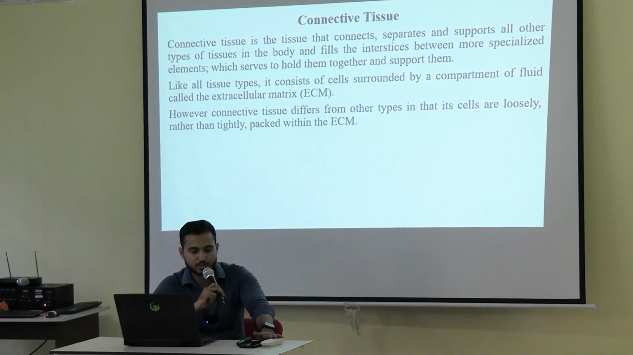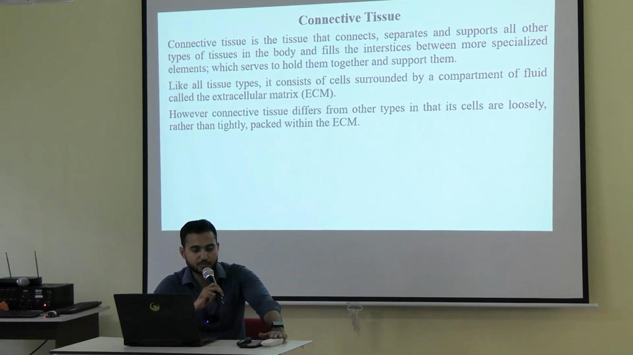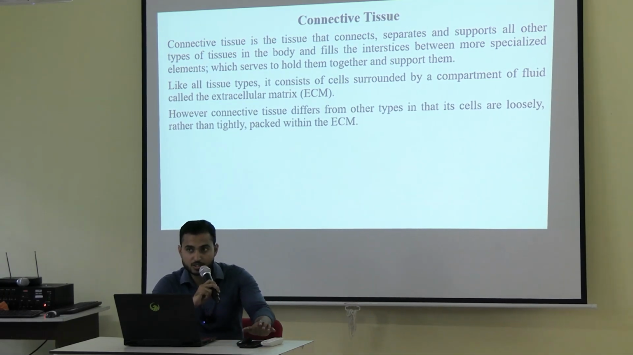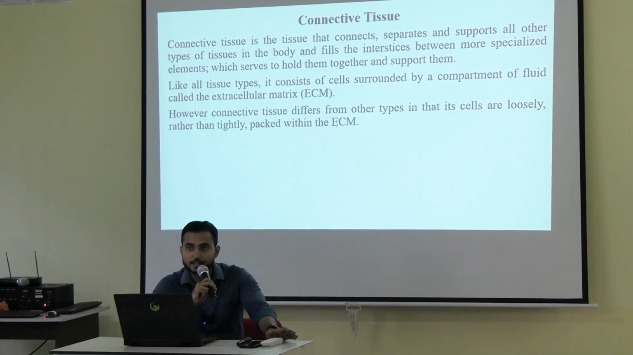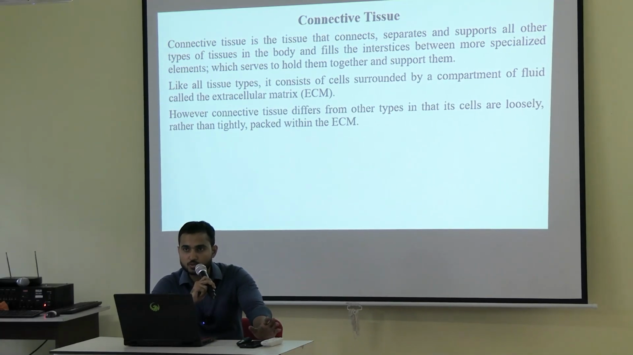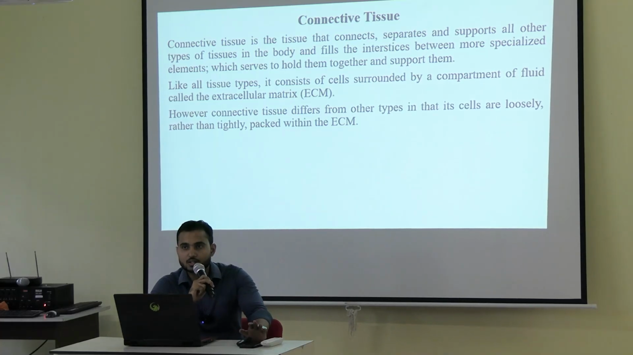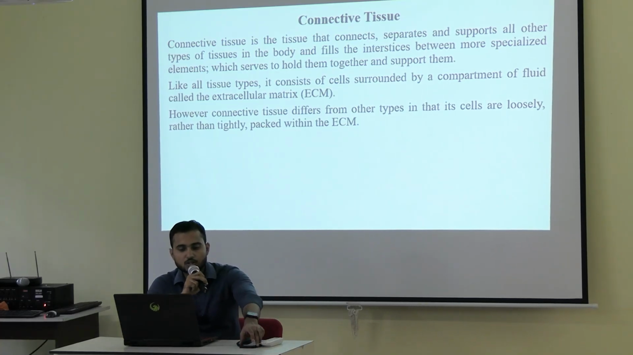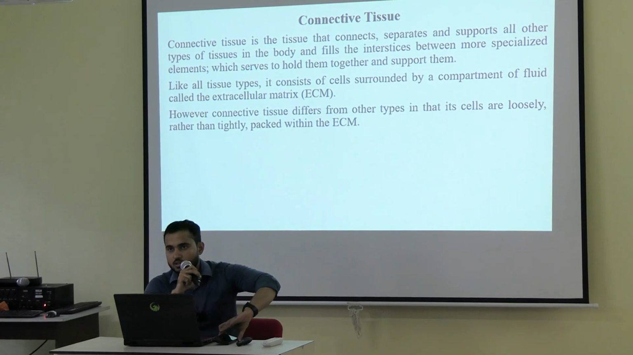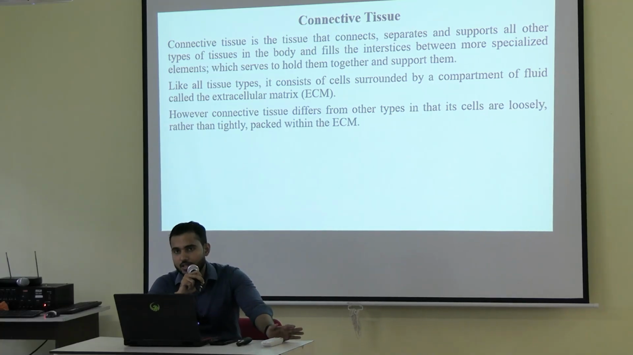Suppose यहाँ पे एक tissue है, यहाँ पे एक tissue है, और suppose यहाँ पे एक organ है, यहाँ पे एक organ है. In between them, the space which is there, that will be occupied by the connective tissue. Okay, why? To provide support to both the tissues. Along with that, to hold them together. So this is the connective tissue.